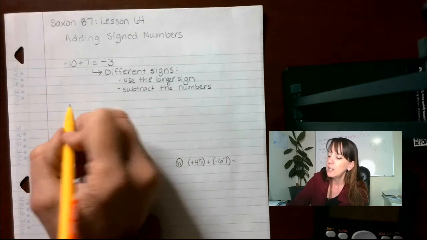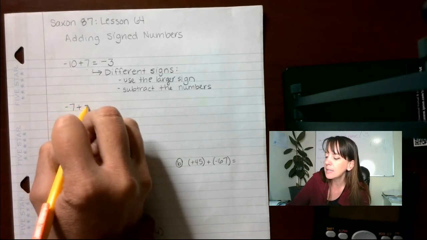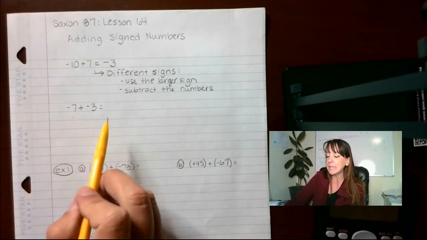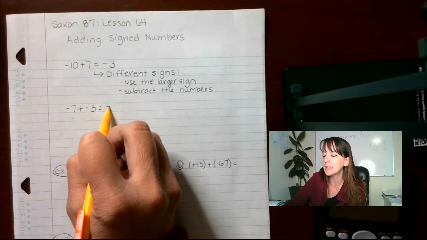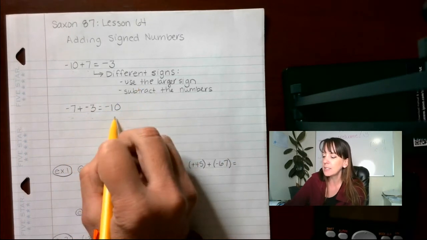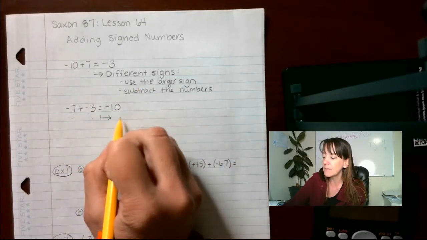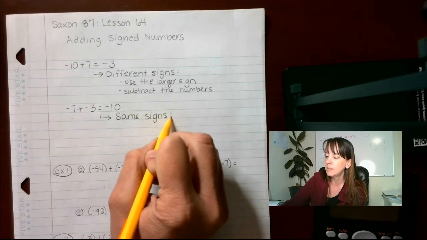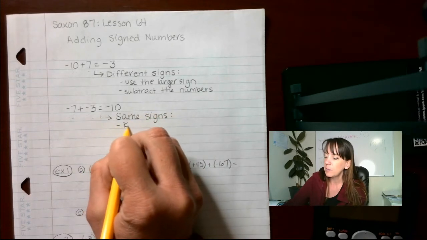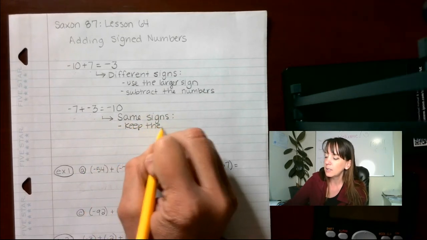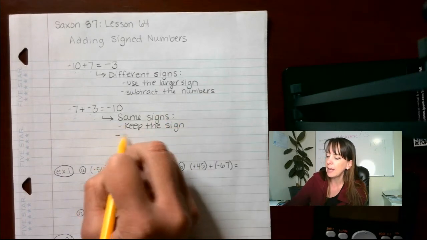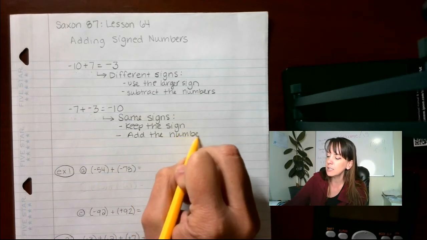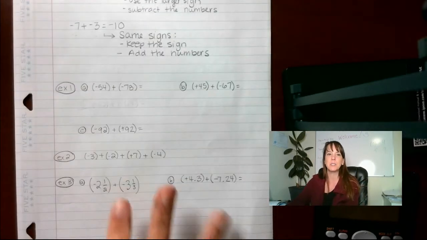Thank you. Negative 7 plus negative 3 would give us, now these guys are on the same team, so we're not looking for a difference. We're looking to see how big the team is now. With the same signs, keep the sign and add the numbers. Let's get right started into some examples here.